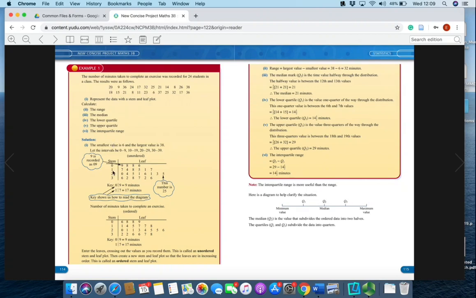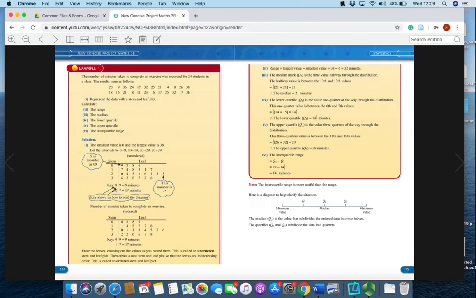So 20, for example, became 2, 0. So that's your 20, 2 and 0. 9 has to be written as 0, 9, to make it work in the stem and leaf. 36, 3, 6. 24, 2, 4. See, the 2 is common to the 20 and to the 24. This is 25, 21, 26, and so on and so forth.